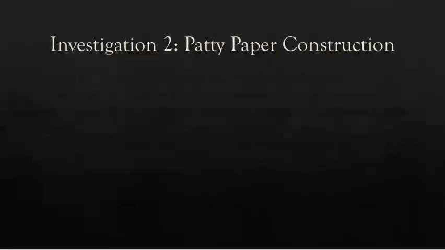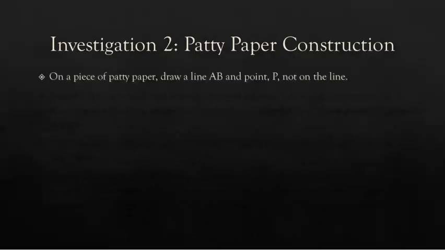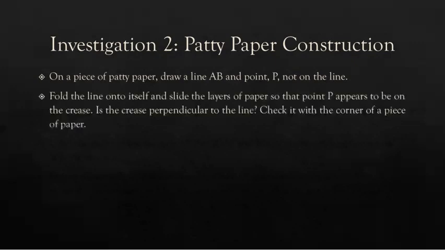Let's look at this on patty paper. On a piece of patty paper or tracing paper that you can see through, draw a line AB and point P. Remember that P is not on the line. Fold that line onto itself and slide the layers of paper so that point P appears to be on the crease. Crease it and unfold it.